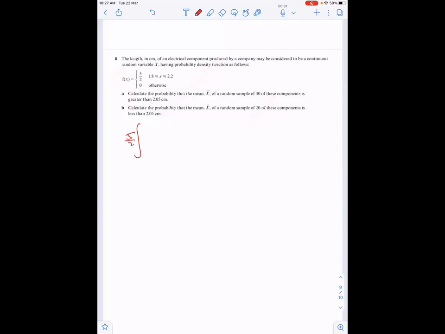We used to multiply the function, which is 5 upon 2, by x, integrate it, and apply the boundaries. It's going to be x square upon 2, with boundaries 2.2 and 1.8. This is how you're going to get the mean. And then for variance, we used to do what? We used to square it, integrate it, and then from this we are going to subtract the square of the mean. Remember?